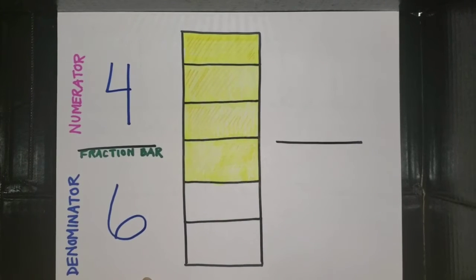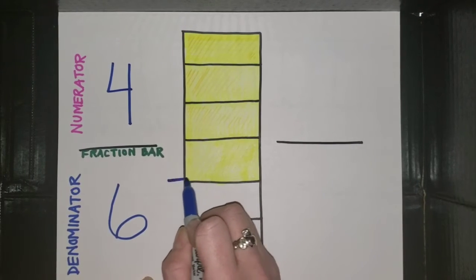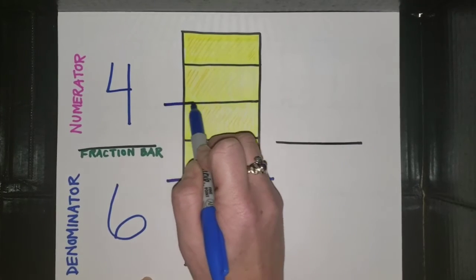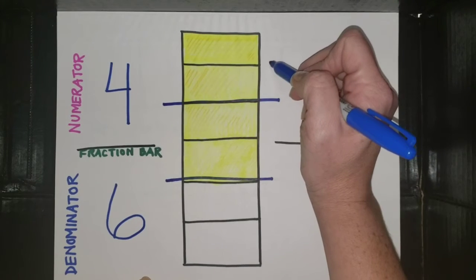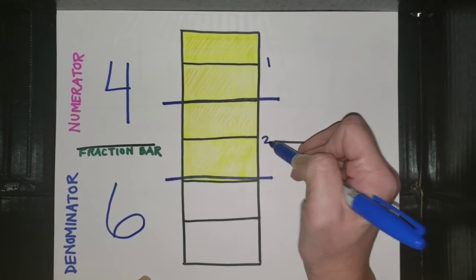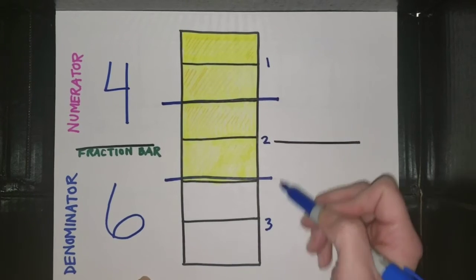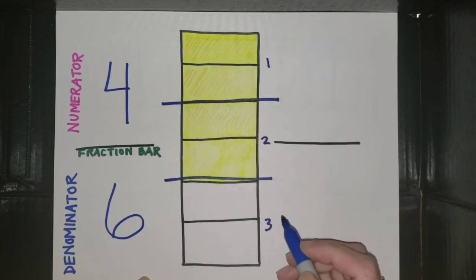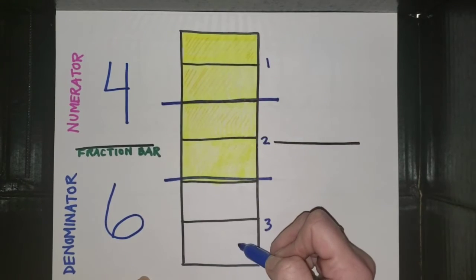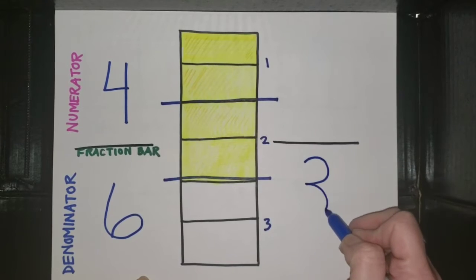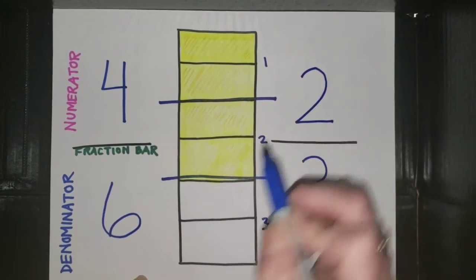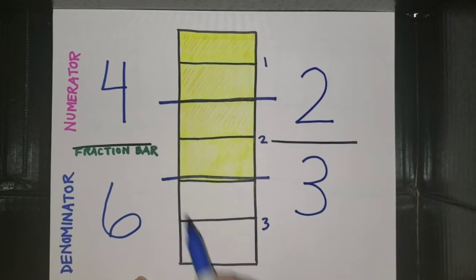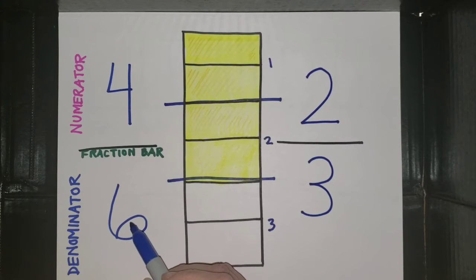If I draw lines to split the rectangle a different way, I see that there are now 3 parts. 1, 2, 3. And 2 of those 3 parts are shaded. So now there are 3 parts and 2 are shaded. So the original fraction here of 4/6 in simplest form is 2/3.